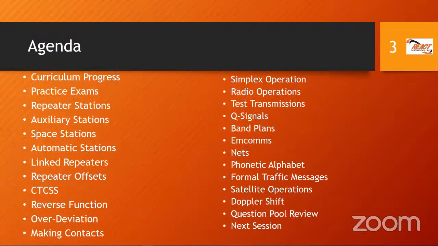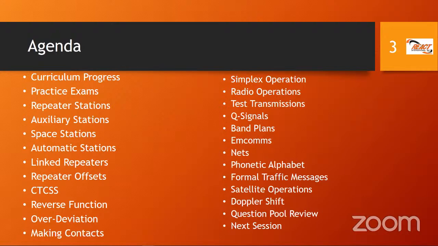So our agenda for this evening, we will quickly look at where we are in the curriculum. We'll again mention the practice exams. We'll also talk about the technical topics, repeater stations, auxiliary stations, space stations, also automatic stations. Then we'll discuss what linked repeaters are, repeater offsets. Then we get into what CTCSS is. Then some features such as reverse function, what over deviation is. We'll then get into some operational items such as making contacts, simplex operations, radio operations, how to conduct test transmissions.